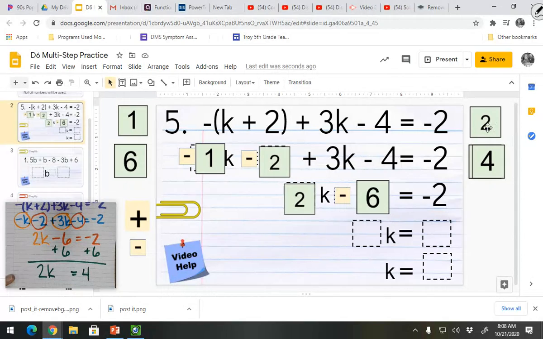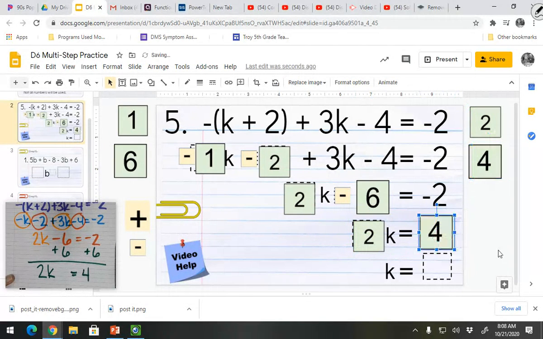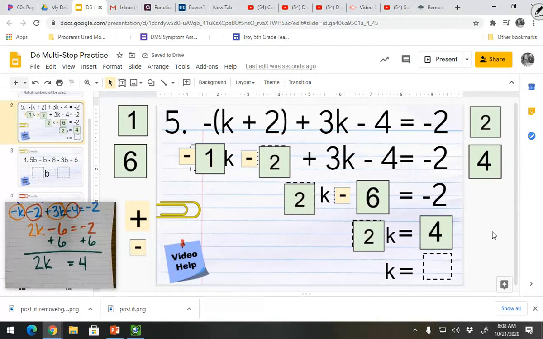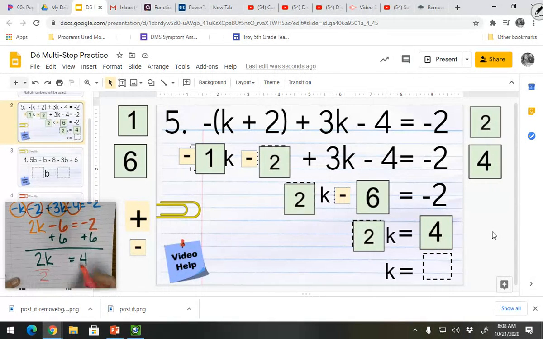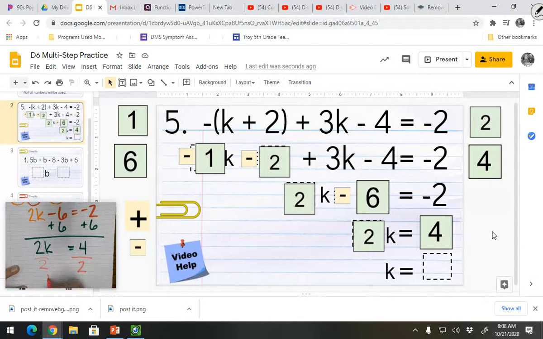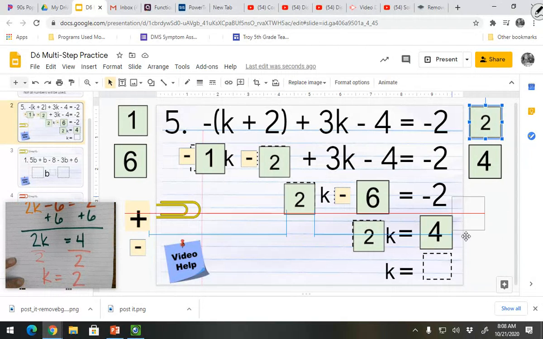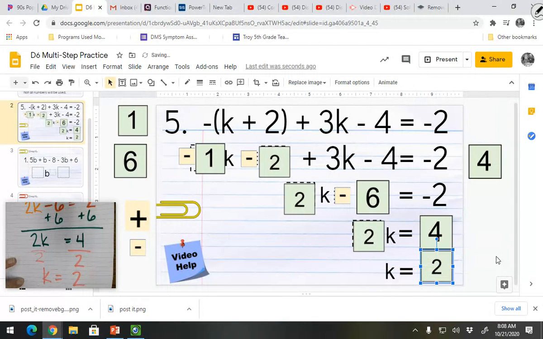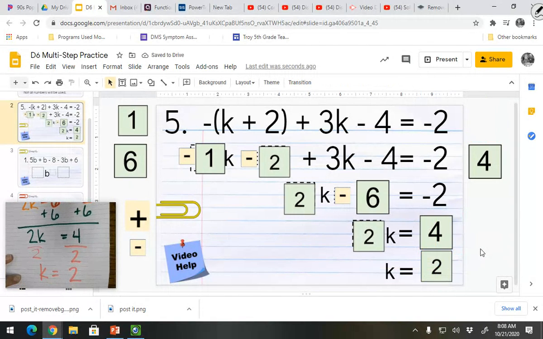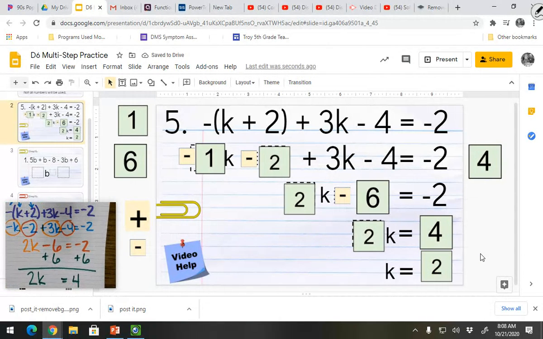Okay, so I'm going to drag my 2. So 2k equals 4. And then I need to finalize this by dividing both sides by 2. So k equals 2. So I'm going to drag this last 2 here. So hopefully this helps you figure out how to do this type of problem.